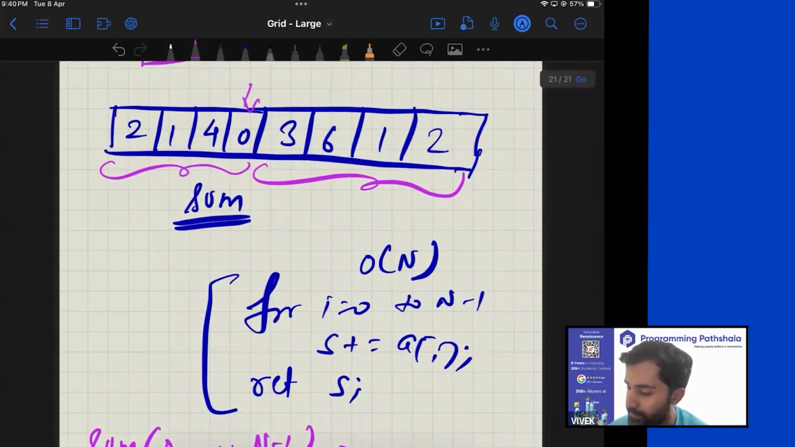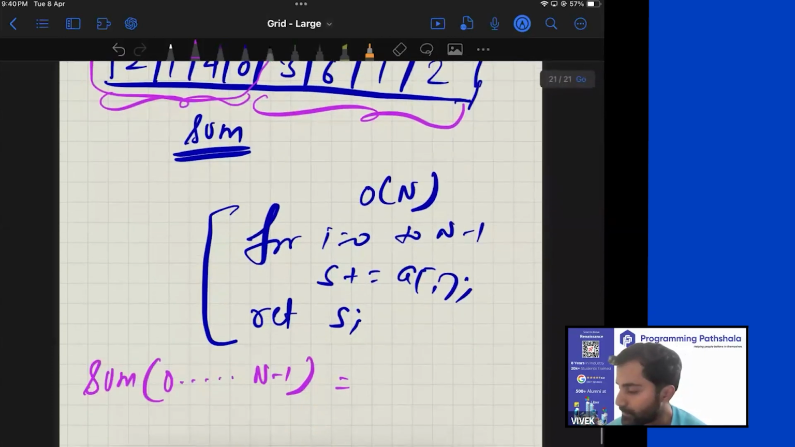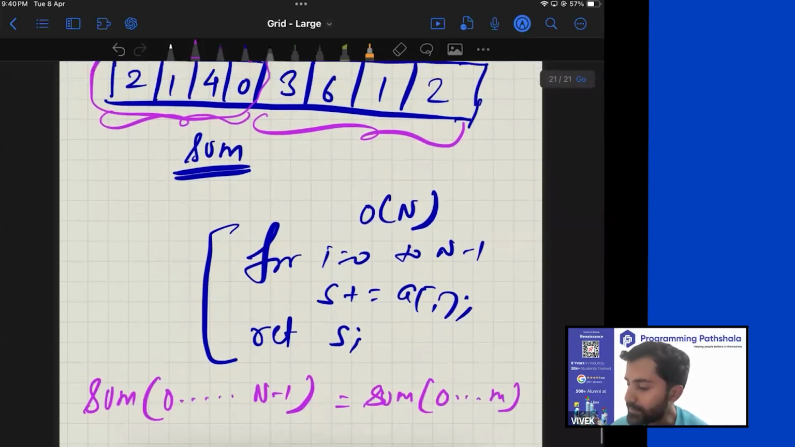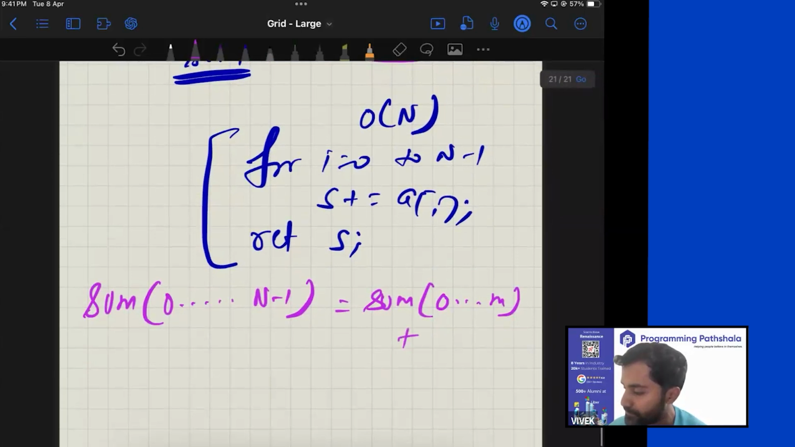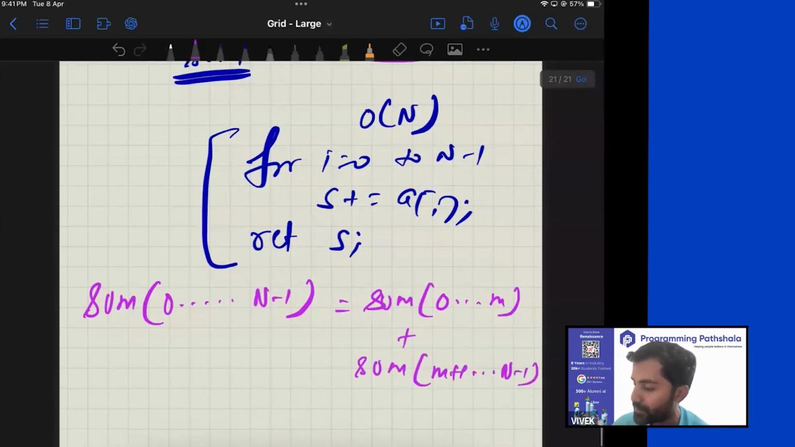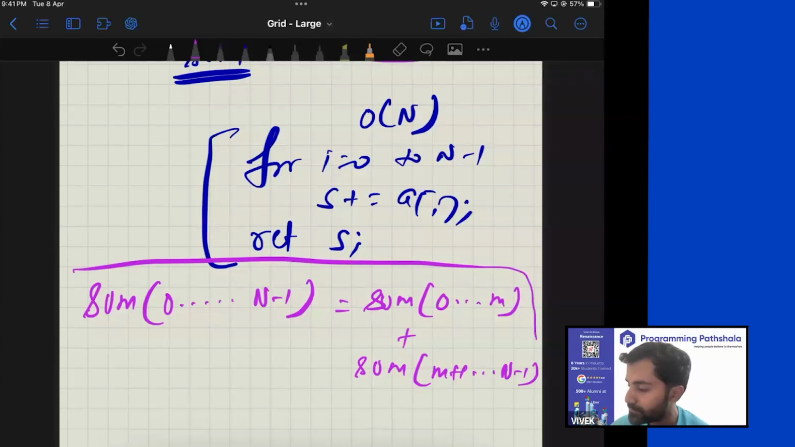Let's say this is the middle point. This is mid, then this will be mid plus 1. So I can say the sum of the first half can be written as the sum from 0 till mid, and the sum of the second half can be written as the sum from mid plus 1 till n minus 1. So this is the idea.